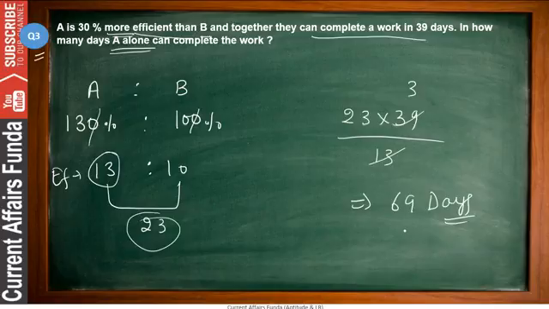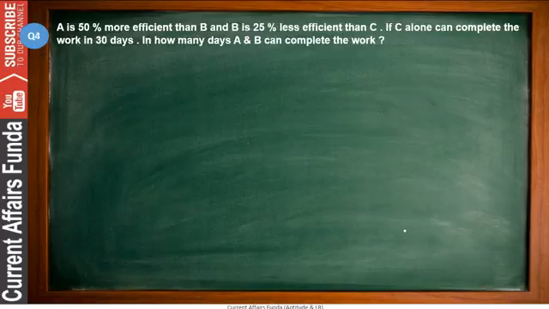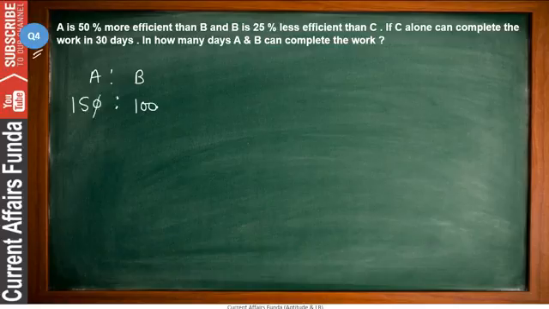Okay, now let's move to the next problem, that is problem number 4. A is 50% more efficient than B. Okay, that means there are 2 persons, A and B. If B is 100%, then A will be 150. Okay, 0 and 0 will cancel out, and we can say 3:2. The ratio of the efficiencies of A and B will be 3 and 2.